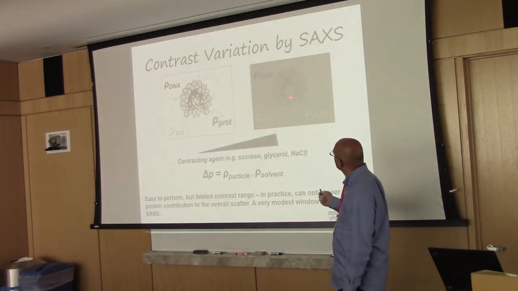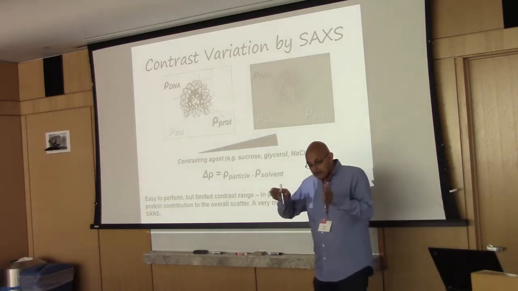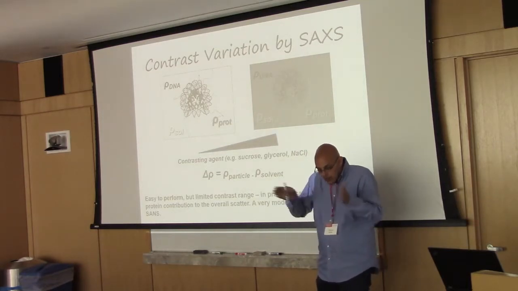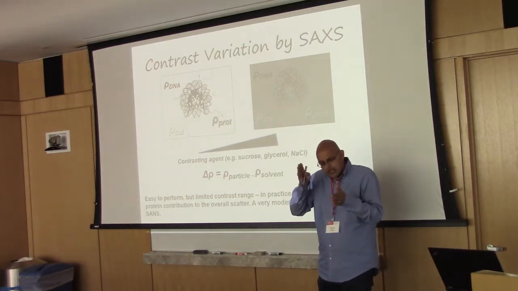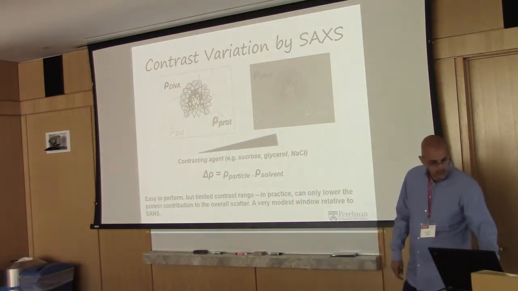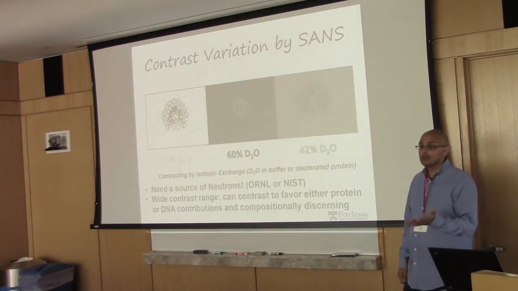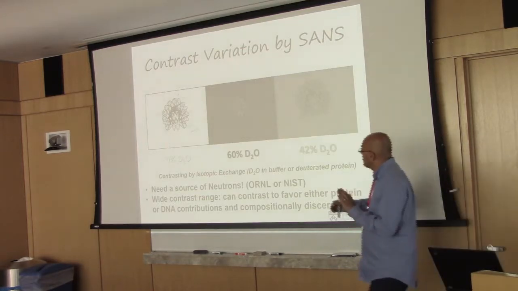Where you contrast with the protein component. Okay, that's one way of doing it. And in practice, you're kind of limited in the range of the scatter length density you can probe, and you're only contrasting with the protein. All right, and you can also do neutron contrast variation.